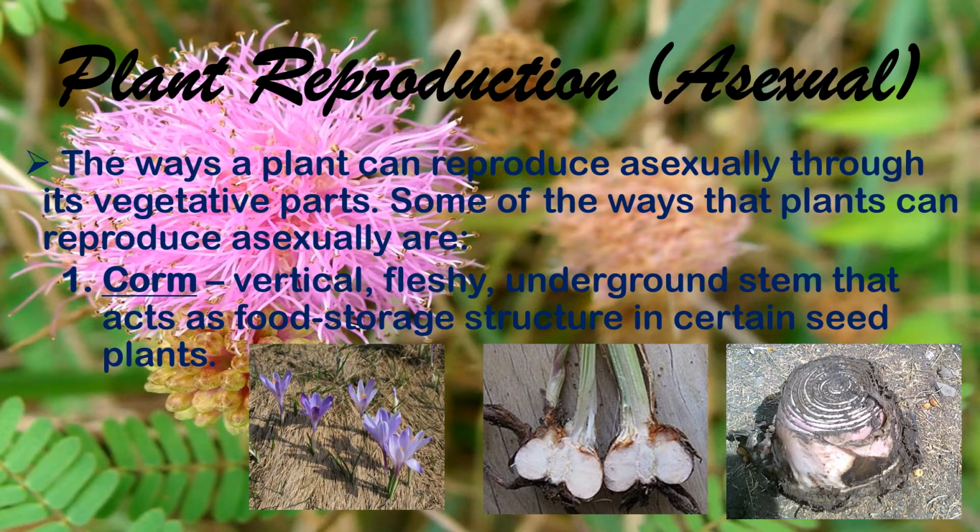Some of the ways that plants can reproduce asexually are by corm, which is a vertical, fleshy underground stem that acts as a food storage structure in certain seed plants. Examples of these are banana, gladiola, and crocus.